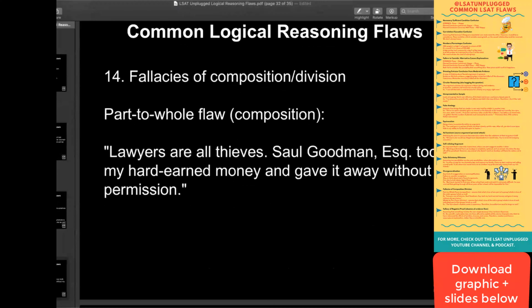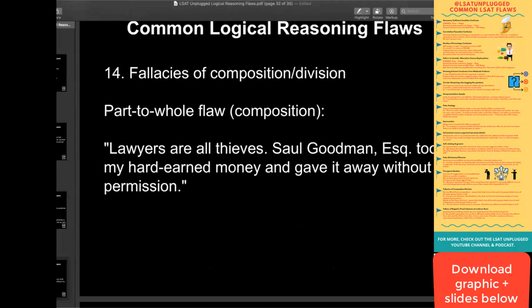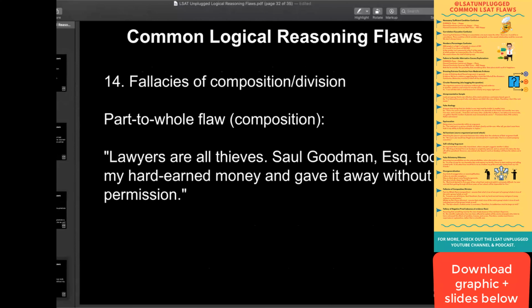So as an example of that part to whole flaw, we have the particular example of Saul Goodman, one particular dishonest lawyer. And they're saying from him that therefore, on his example, all lawyers must be thieves. But that one particular attorney may not be reflective of attorneys as a whole.